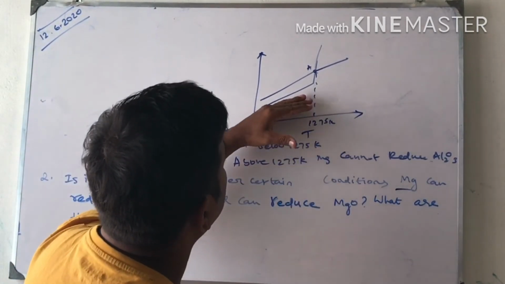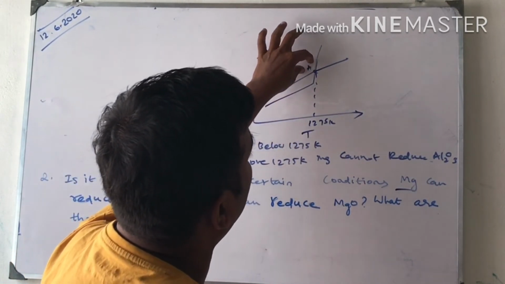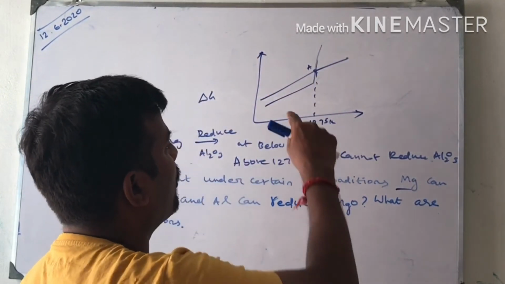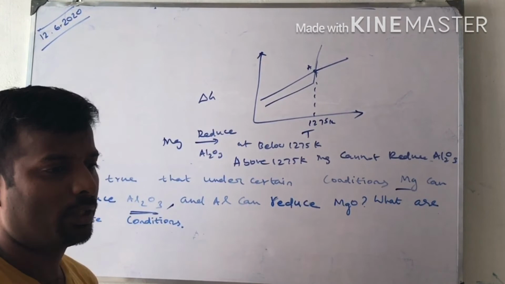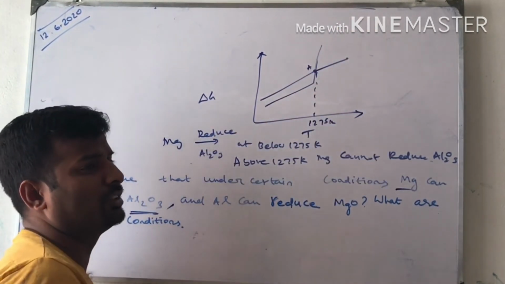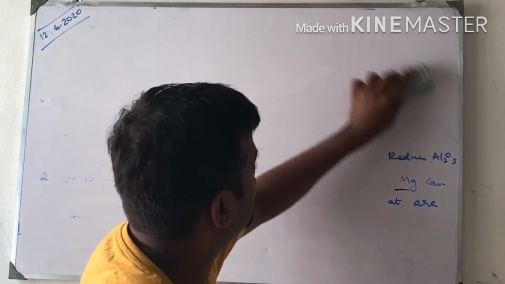The magnesium curve is the lower part, the aluminum curve is the higher part. At one stage they meet each other. At that point delta G becomes 0. That is called the intersection point A. At that point magnesium is able to reduce aluminum oxide into aluminum. After that, aluminum can reduce magnesium oxide into magnesium. Okay.